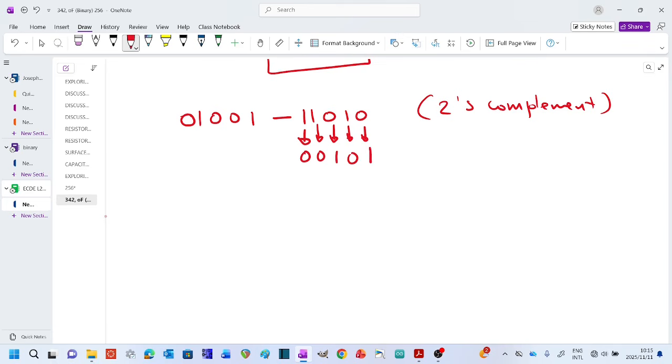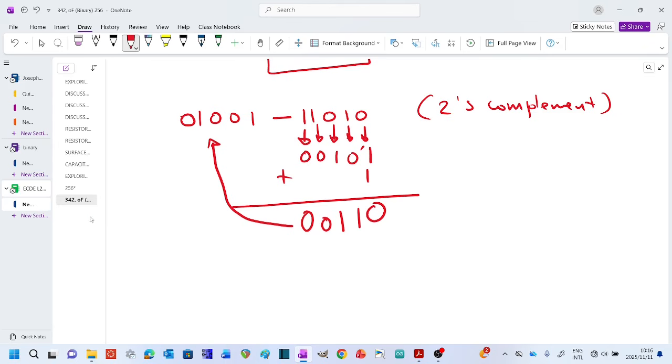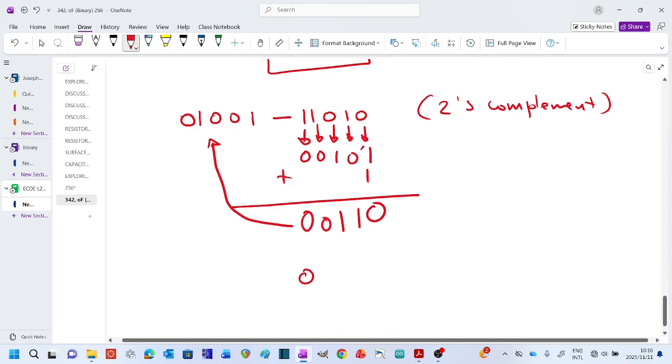For the second complement, we just add a 1. 1 plus 1 is a 0, carry 1. 1 plus 0 is a 1, and then 1 plus nothing is a 1, then a 0, a 0. Now we take this second complement number and add it to the first number that was given to us there. So we take 0, 1, 0, 0, 1 plus 0, 0, 1, 1, 0.